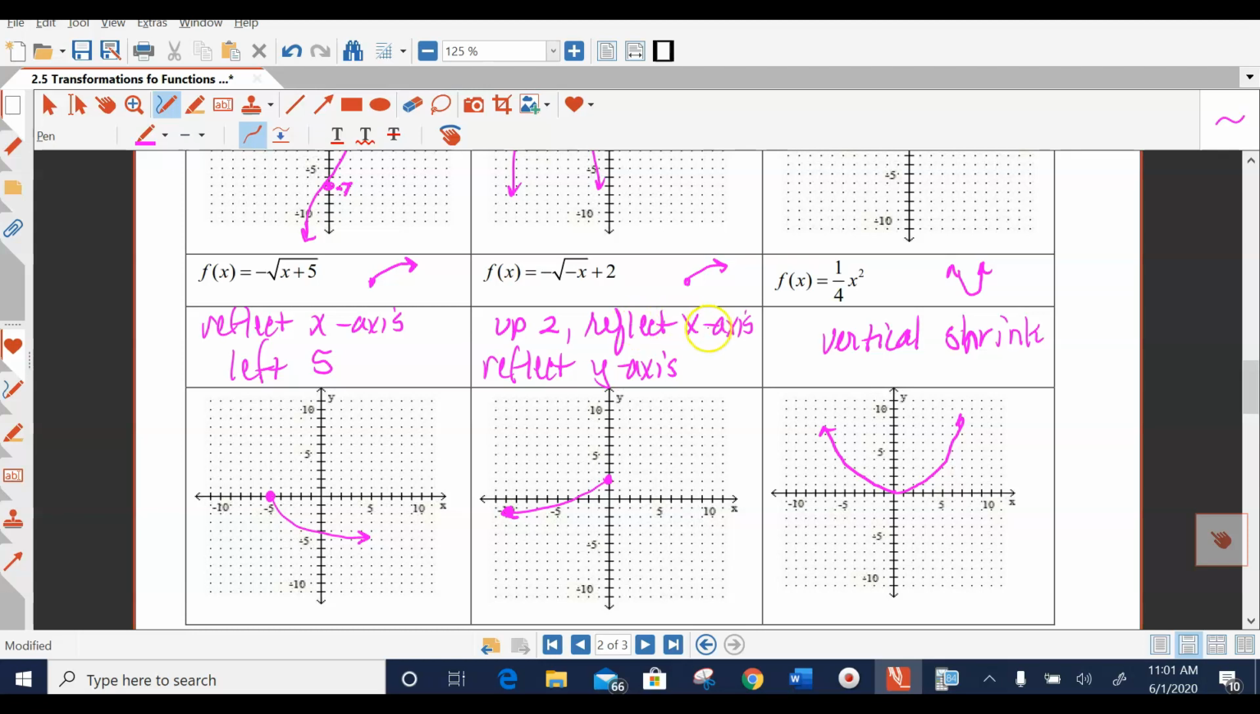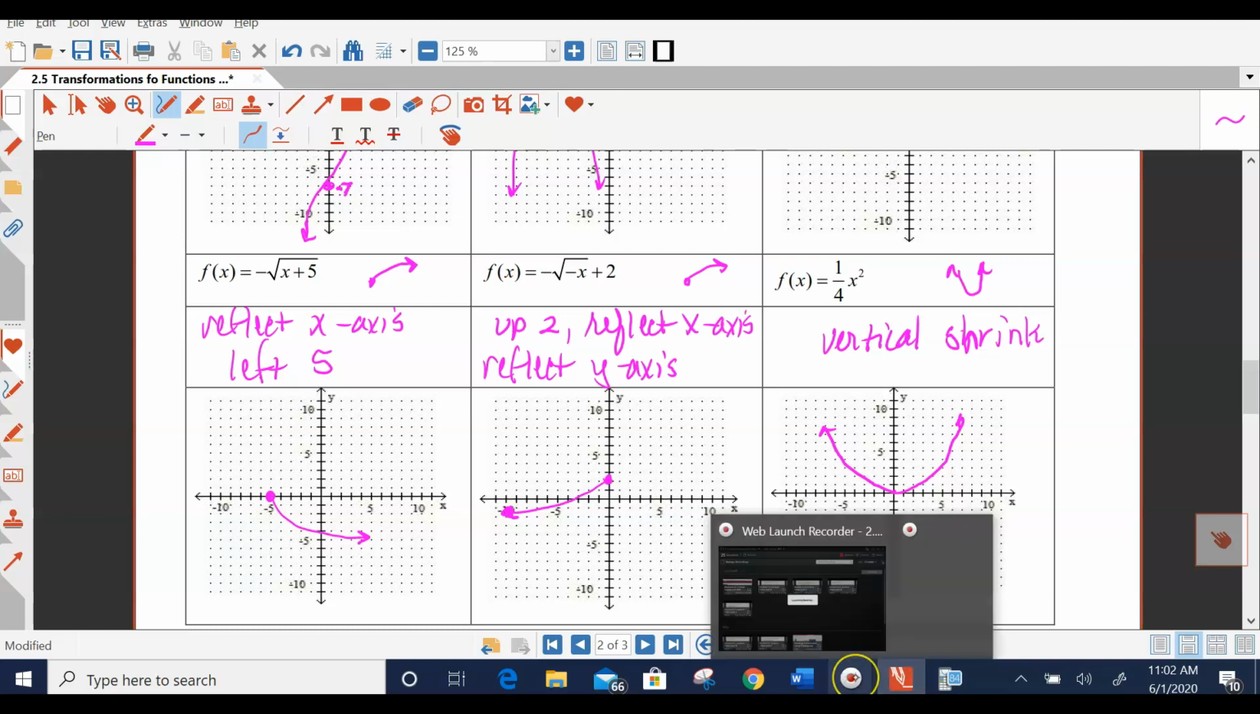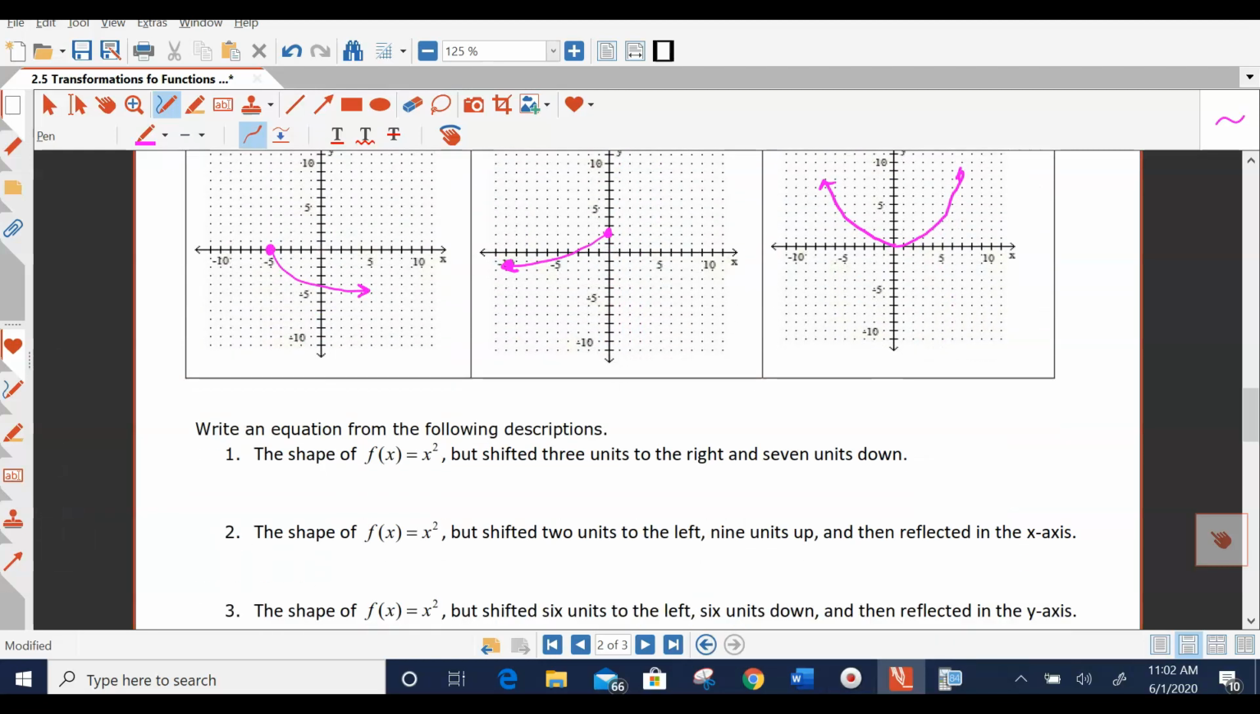Here, we reflect the x, then we reflect across the y-axis, and we're going to move it up 2. So your final shape should look like this, that arcing shape. Finally, x squared is a parabola, and that 1/4 causes us to have a vertical shrink, so we should see that parabola shape just a little bit wider. So I'll stop this video here and continue with the next one. Actually, no, let's just go ahead and finish this page up.